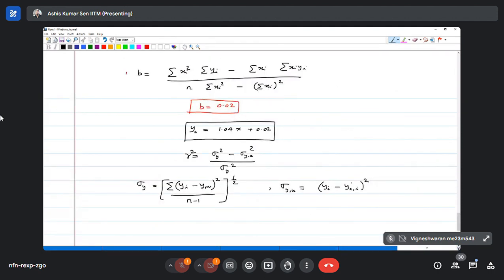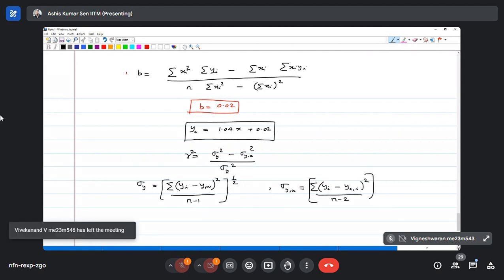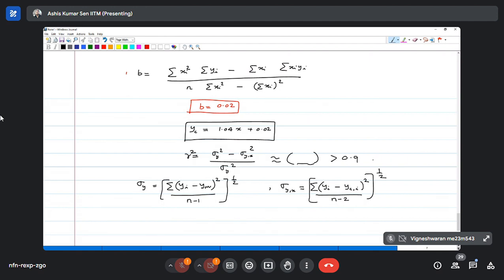So you have this, and you sum it up, and here you have n minus 2. So this you can find, and you can find r square. And you can check how much this value is coming. If it is typically greater than 0.9, there is no hard and fast rule, but typically greater than 0.9, then this fit is a good fit. So you can check it for yourself whether this fit turns out to be good or bad.